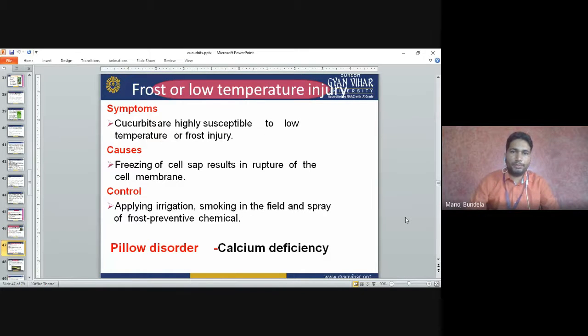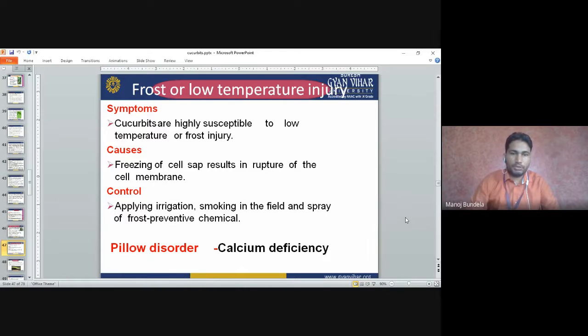Frost or low temperature injury. Symptoms: cucurbits are highly susceptible to low temperature or frost injury. Due to the low temperature, the cell sap freezes, resulting in the rupturing of the cell membrane. Control: apply irrigation, smoking in the field, and spray frost preventive chemicals.